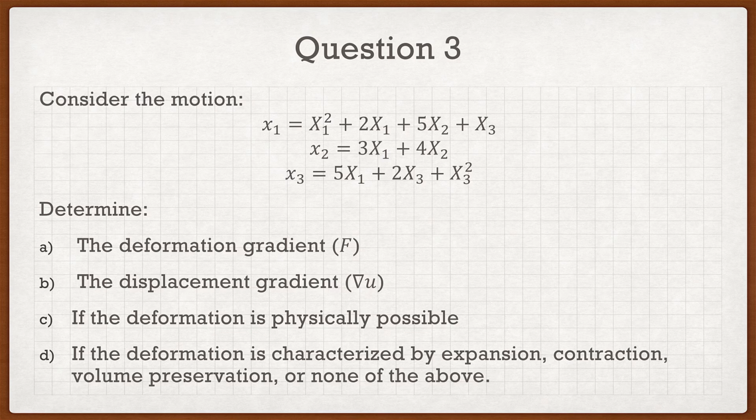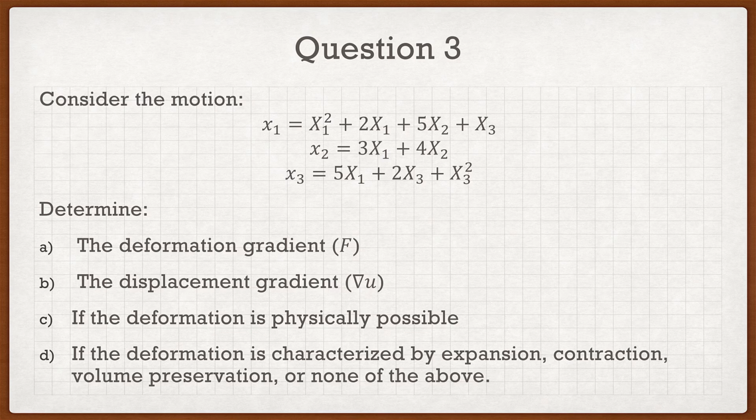So question 3 itself says, consider the motion, and it gives us, again, 3 position functions. We're given x1, x2, and x3. And the question wants us to determine 4 different things. The first one is the deformation gradient, and the second one is the displacement gradient. So notice how I said the deformation gradient F and the displacement gradient nabla U.